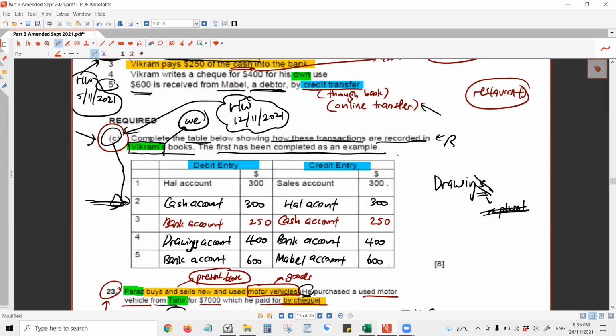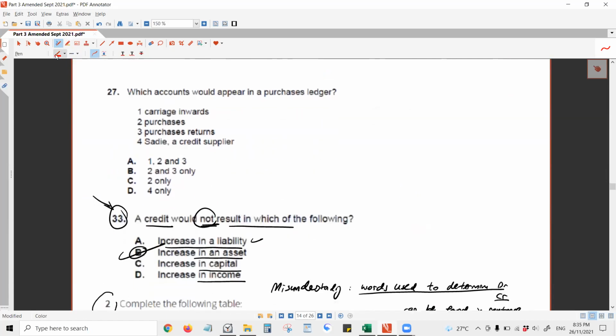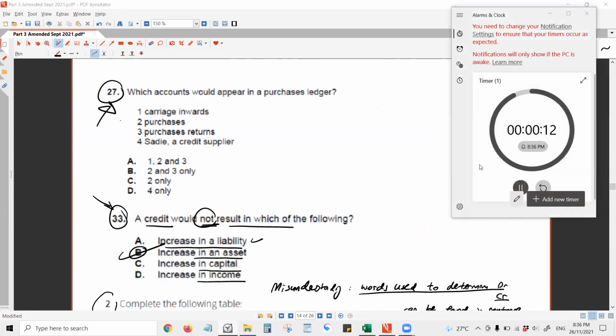Okay, now, next one, we look at page 41, MCQ this time. Okay, you tell me your choice after you have decided. Okay, question 27. Should be easy. Okay, 15 more seconds. Okay, which is the answer? Answer is D.